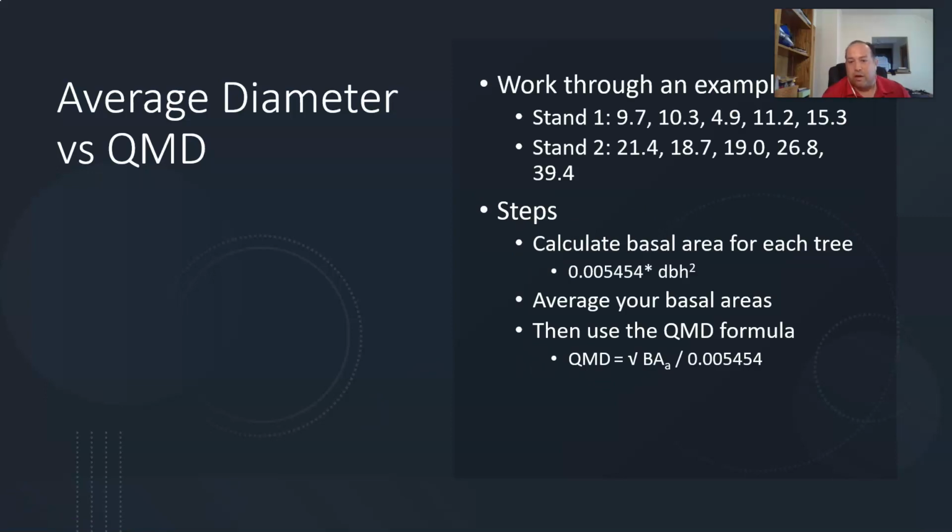So the steps are: Step 1, calculate the individual basal area for each tree, using our formula. Step 2, average your tree basal areas. Step 3, plug it into the QMD formula, which is QMD equals the square root of your average basal area divided by 0.005454. What I'd like you to do now is pause this video and work through those numbers for both stand 1 and stand 2.